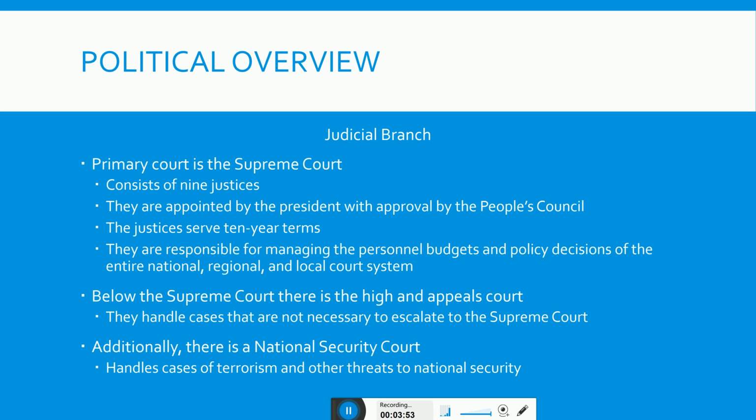But these are for cases where it's not really necessary to escalate it all the way up to the Supreme Court. And then additionally, alongside all 3 of these courts, there is the National Security Court, which handles cases of terrorism and other threats to national security, which obviously is a big thing in Afghanistan.